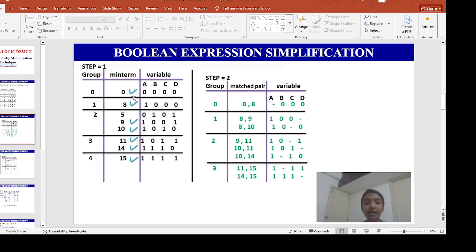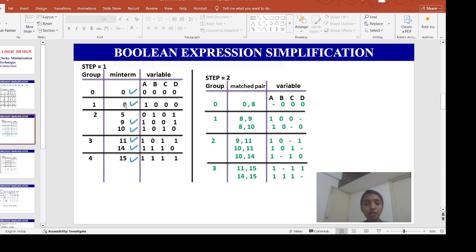Okay, so we can tell 0 and 8 are a matched pair. We have to write it like this: 0 and 8 are a matched pair, but the variable a is not matching. But b, c, d, all these variables are 0, right? So we have to write 0 0 0 here, and for a we will write an underscore. Okay, then we have to compare this 8 and 5, 8 and 9, 8 and 10.